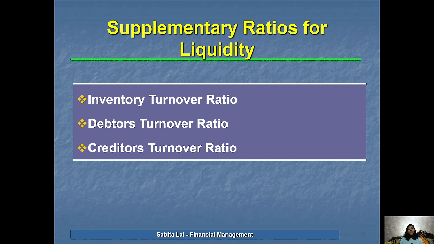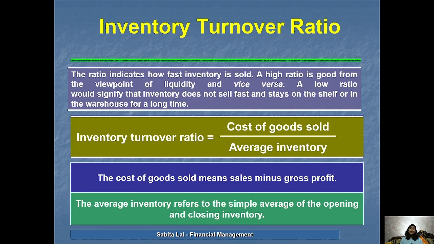Supplementary ratios for liquidity: that is your ITR, inventory turnover ratio, DTR, debtors turnover ratio, and CTR, that is your creditors turnover ratio. What is inventory turnover ratio? It is a very important ratio. This ratio indicates how fast inventory is sold. A high ratio is good from the viewpoint of liquidity, and vice versa.